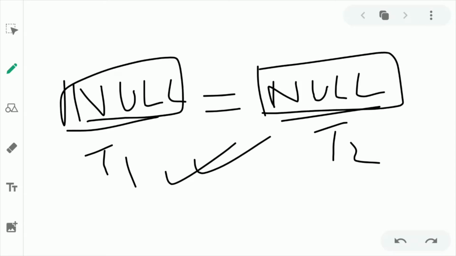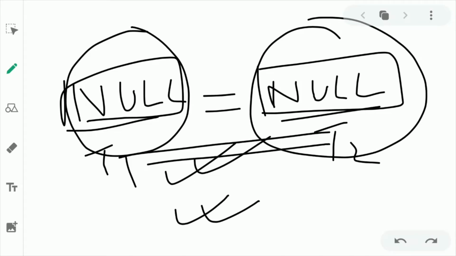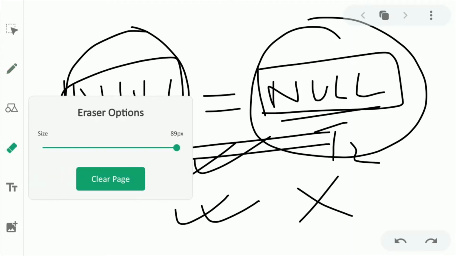So we have to first explicitly check if any one of them is null. We have to check if the other one is null or not. If both of them are null, then only they are same, or else they are not same. So this is our first condition. So okay, this makes complete sense. Now let's check the other condition.